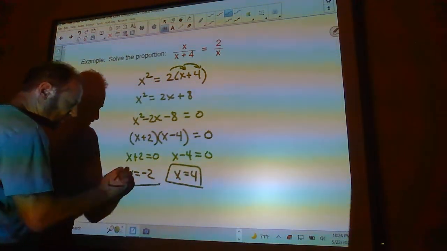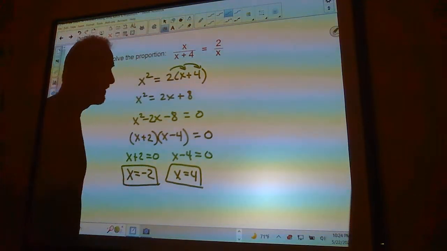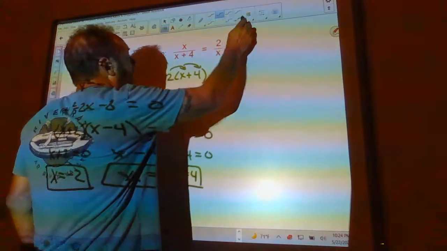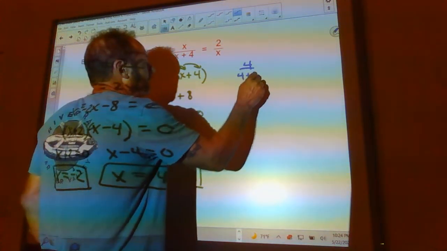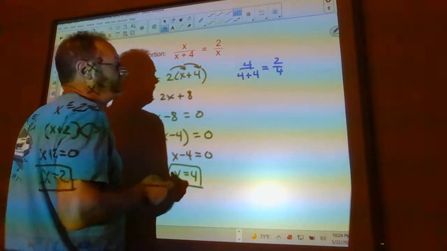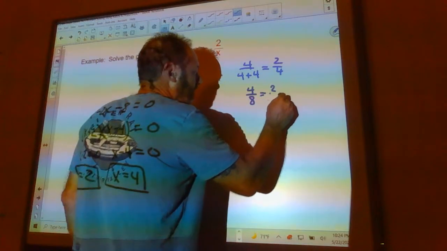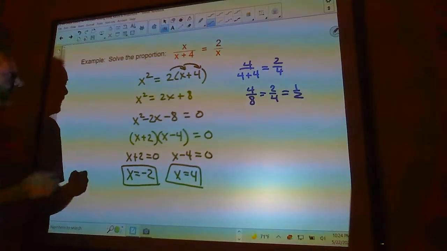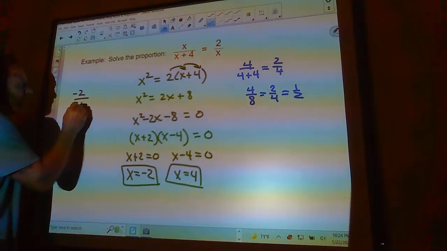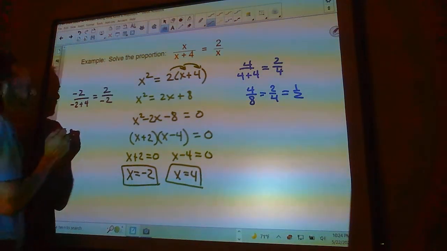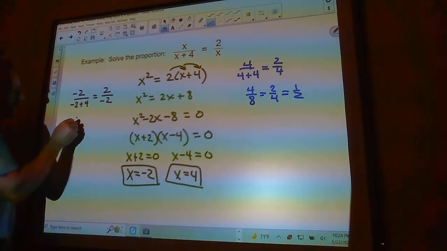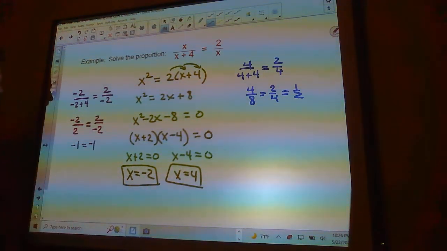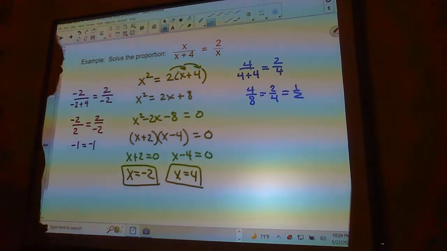Now, what you should do with these quadratics is always check that both answers work in here so I don't have an extraneous answer. So I plug 4 in here, and I would get 4 over 4 plus 4 equals 2 over 4. And 4 over 8 equals 2 over 4. Both of those are equal to 1/2, so that's true. And then I could go over here and check negative 2 over negative 2 plus 4 should equal 2 over negative 2. This is negative 2 over positive 2 equals 2 over negative 2. Both of those are equal to negative 1, so they both work. So both answers are good.